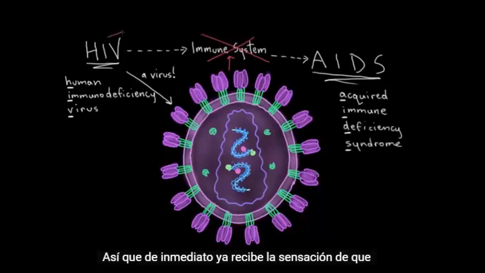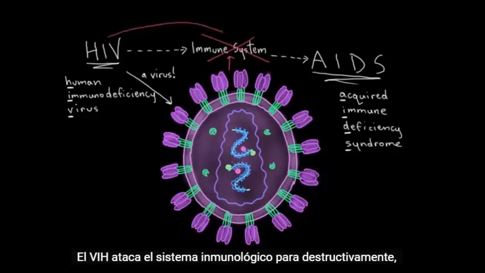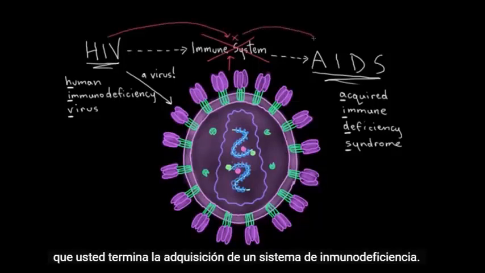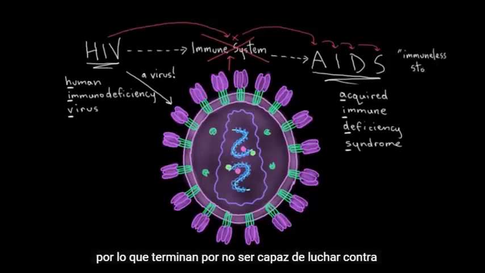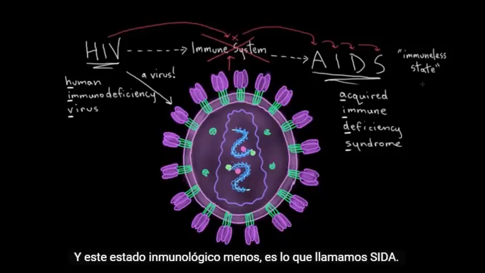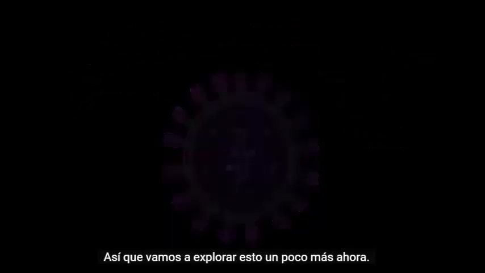So right away, you already get a sense that HIV attacks your immune system so destructively that you end up acquiring an immune deficiency syndrome. It puts you into a state of immune system failure, so you end up not being able to fight off even the most basic infections. And this immuneless state is what we call AIDS. So let's explore this a little bit further now.